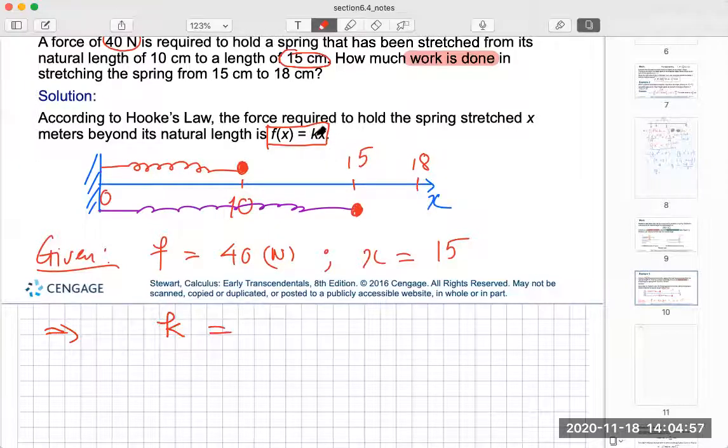In order to find K, what should we do? From this formula. Thank you, very good. And F and X were given, right? Which is 40 over 15, is it right? Oh no, X here is 5. The distance from 15 to 10, right? Is it 40 over 5?